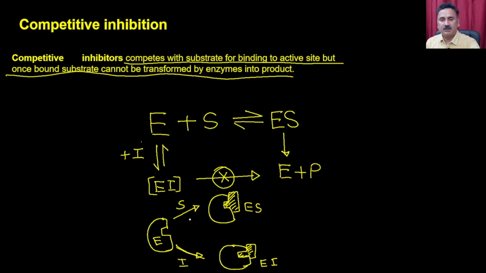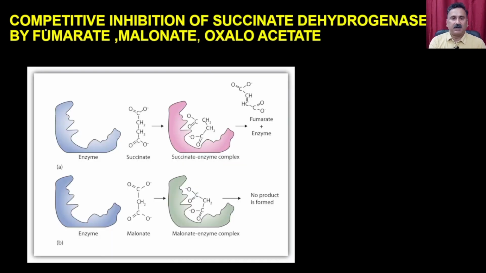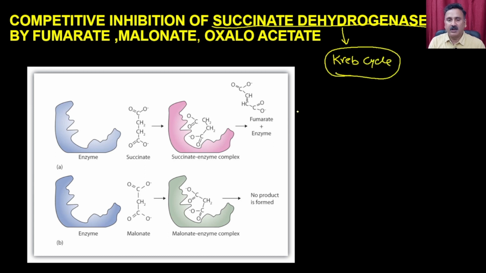Let's take an example to explain the competitive inhibitor: the competitive inhibition of succinic dehydrogenase. Succinic dehydrogenase is an enzyme of the Krebs cycle, and its job is to convert succinic acid into fumarate.